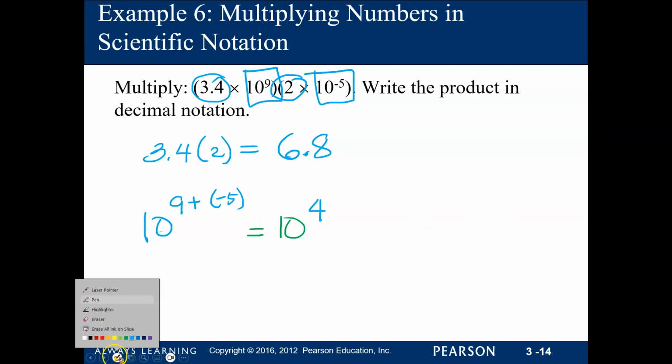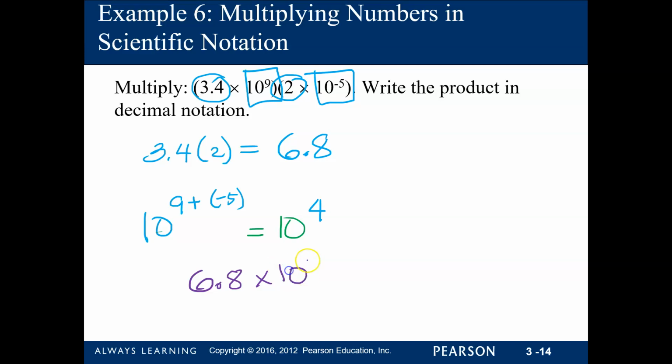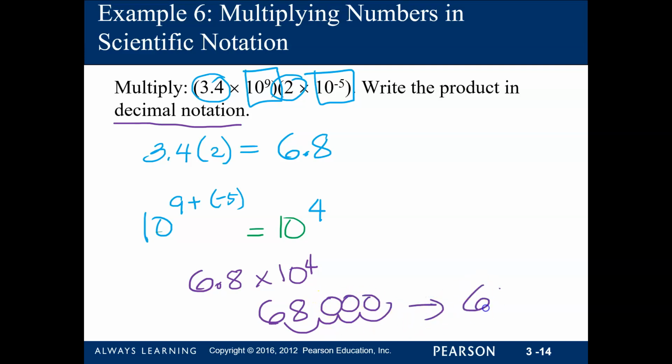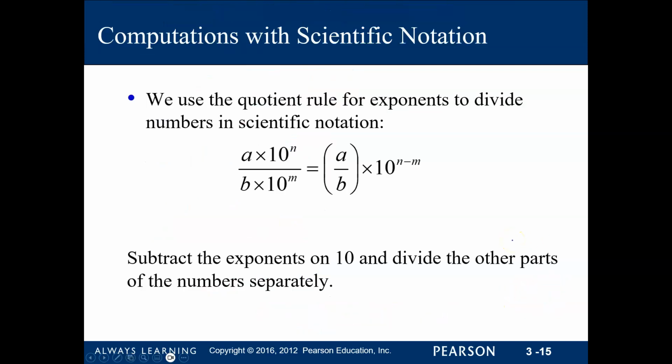So if the question is asking for scientific notation, it will be 6.8 times 10 to the 4th power. But because the question is asking us to write it in decimal notation, then it will be 6, 8, and then we will have, from here, 1, 2, 3, 4, so you have 3 zeros afterwards, so that would be 68,000. Okay, so that's how we work on that.